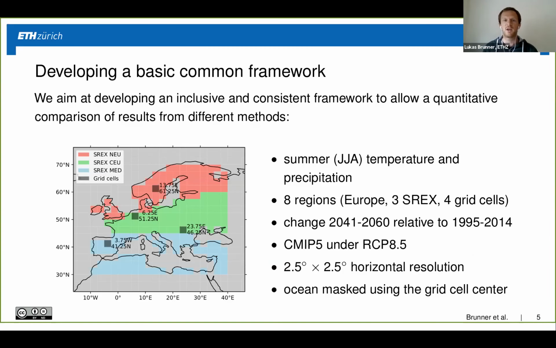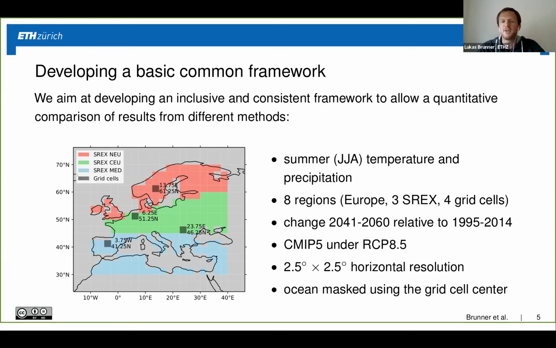In our work, this is why we came up with this framework. We aimed to be as inclusive and as consistent as possible in order to allow a quantitative comparison between a range of different methods. Consistent is pretty clear, but what do I mean by inclusive? We have quite a variety of methods, and not all of them are able to deal with all kinds of different variables or regions. So we're trying to do something rather simple in order to maximize the number of methods which are able to contribute.